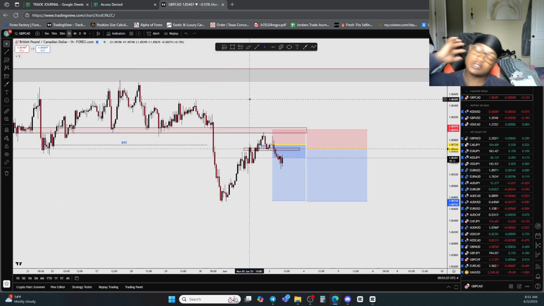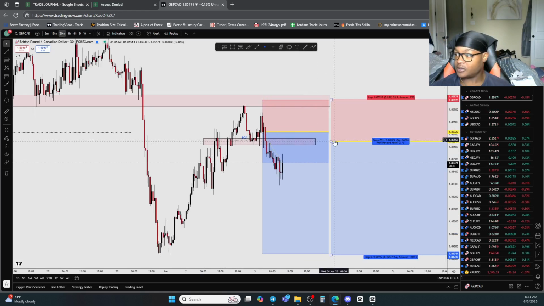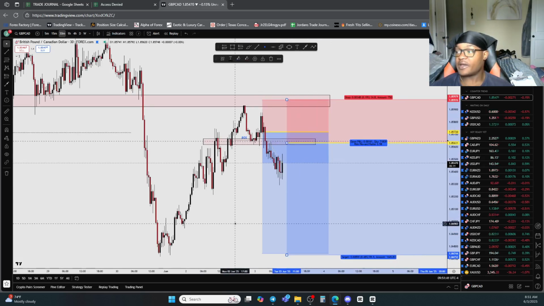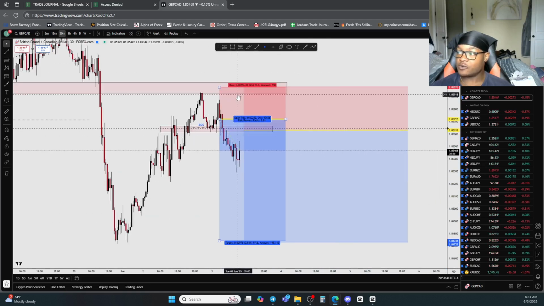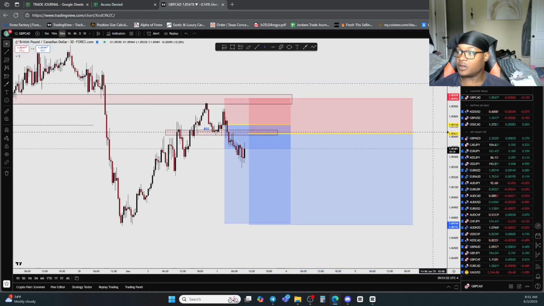So what I might do, because I gotta go to the gym, is set up a sell limit. I might set up my sell limit to look something like this. That way, if price does tap back into it and I'm at the gym, I don't really have to worry about manually executing it. Price is just going to do that on its own. And then once that happens, we find our entry. So I think I might do that.